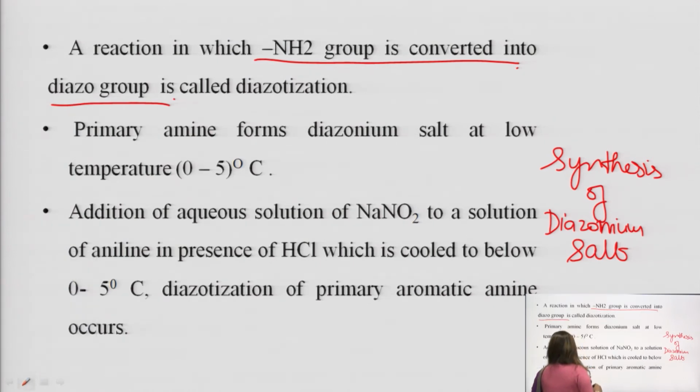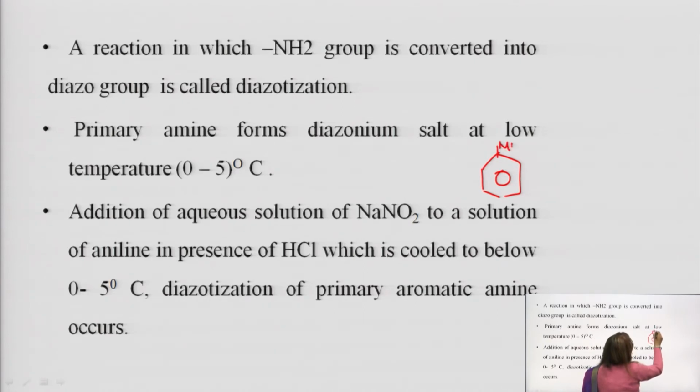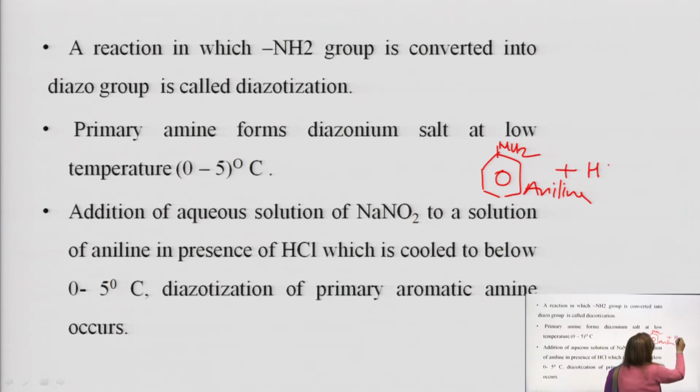Okay. When NH2 gets converted into diazo group, the reaction is known as diazotization. That means if we want to synthesize the diazonium salt, then we must undergo that reaction. What is that reaction? Very simple. Suppose this is NH2. What is the name of this? Can anyone tell me? What is it? This is aniline. When aniline is treated with HNO2, what is this HNO2? Can anyone tell? This is nitrous acid.